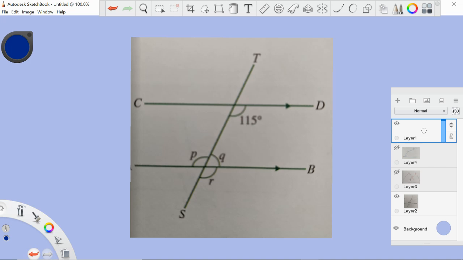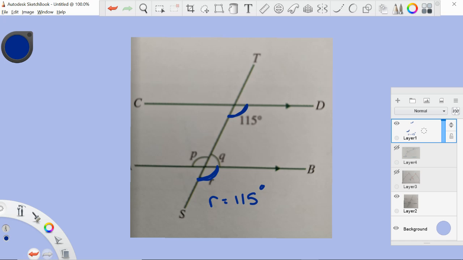So here are some examples straight from your book. Now, in this problem, what they're asking you to do is find all the missing angles. So angles P, Q, and R. Let's start with angle R because it would be the easiest, because this right here is corresponding to this angle here. So I know that R is equal to 115 degrees.